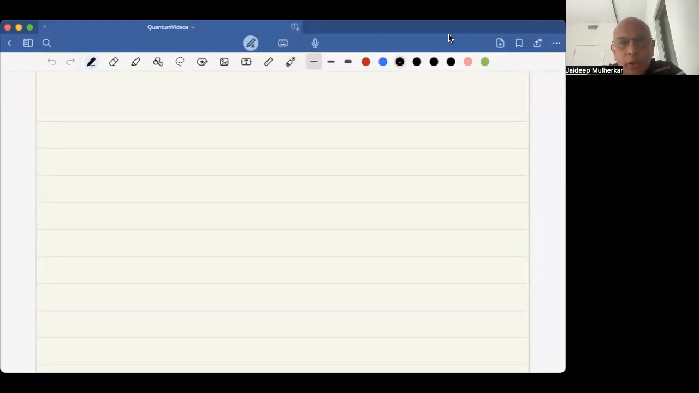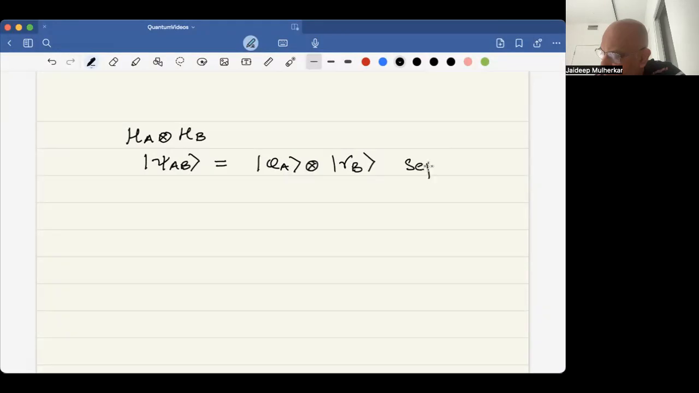Hi, in this video, we'll talk about the reduced density matrix and the partial trace. Now, we know that if I have a combined system in HA tensor HB, and a pure state psi AB, then it is separable if it can be written as a simple tensor phi A tensor gamma B. This is a separable pure state.